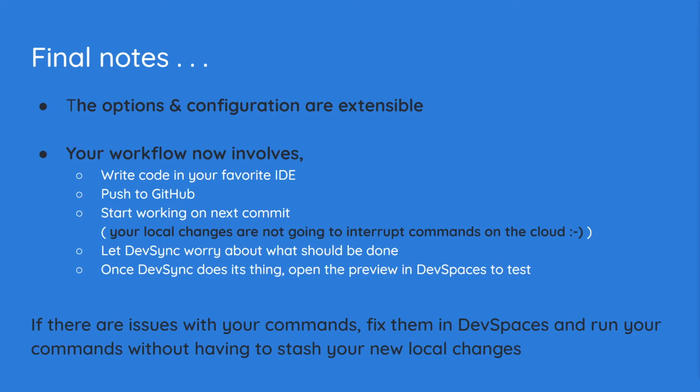DevSync is extensible and you can add more options based on your use case. With this new workflow, you write code, push code, and then start writing your next bit of code and let DevSync worry about what to do with your previous commit.